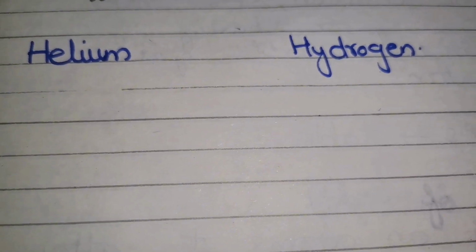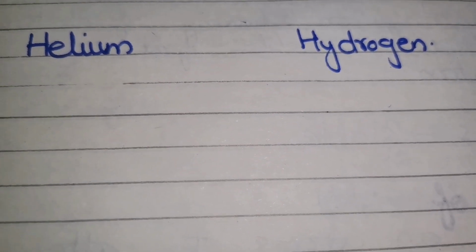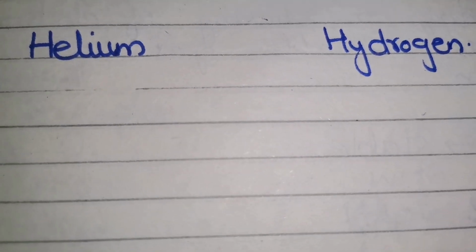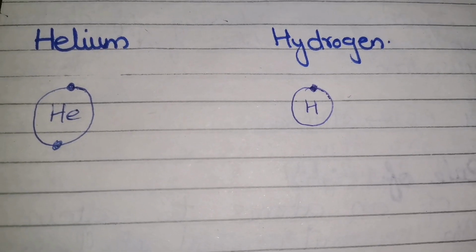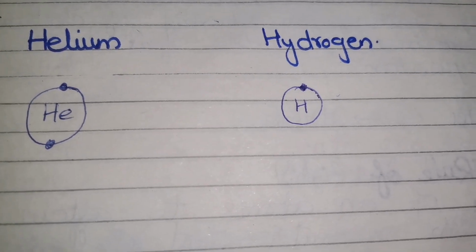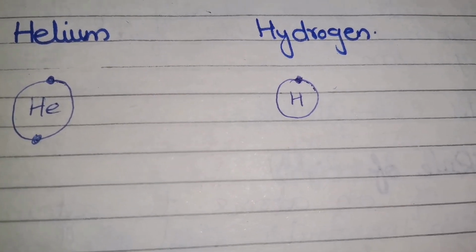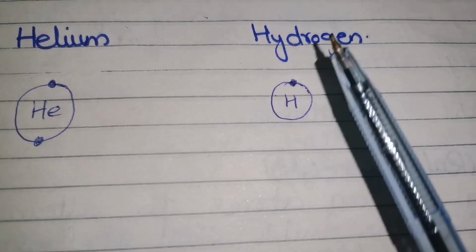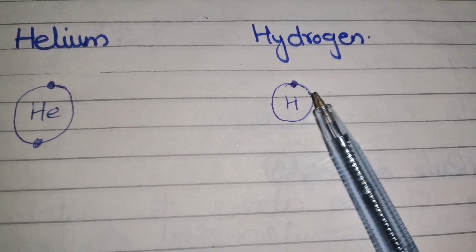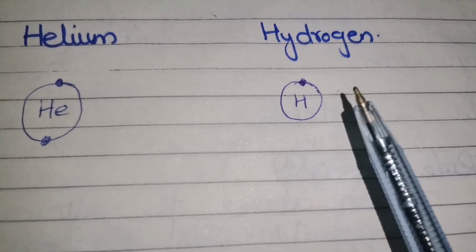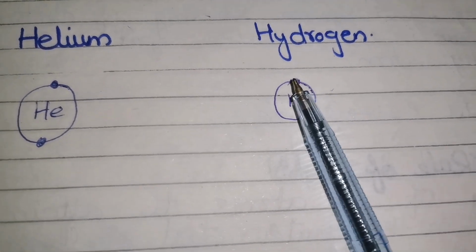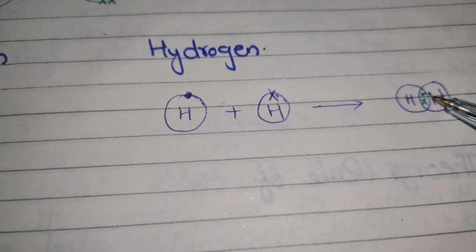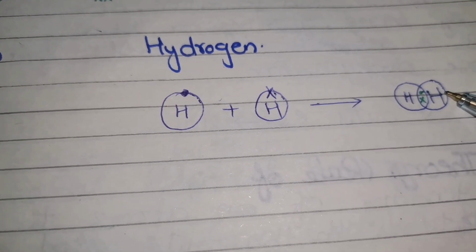Now coming towards the examples for the duplet rule, first I have written the noble gas helium, which has only 2 electrons. According to the duplet rule, the atom attains 2 electrons in its valence shell. Helium already has 2 electrons. Hydrogen has 1 electron. When it combines with another hydrogen, they both share their 1 electron. Both the hydrogens shared their electrons and completed their valence shell.